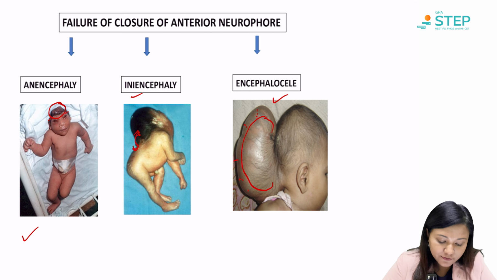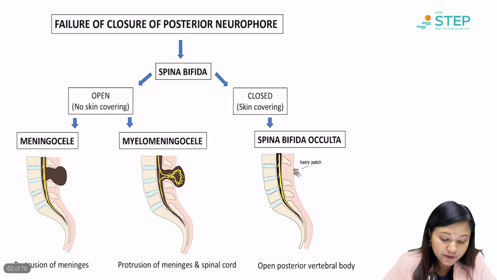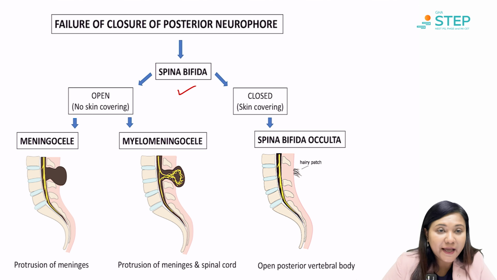You will have anencephaly, encephalocele. Now what will happen if there is failure of closure of the posterior neuropore? So you will have a condition known as spina bifida. Now spina bifida can be of two types. One is the open spina bifida and one is the closed spina bifida.